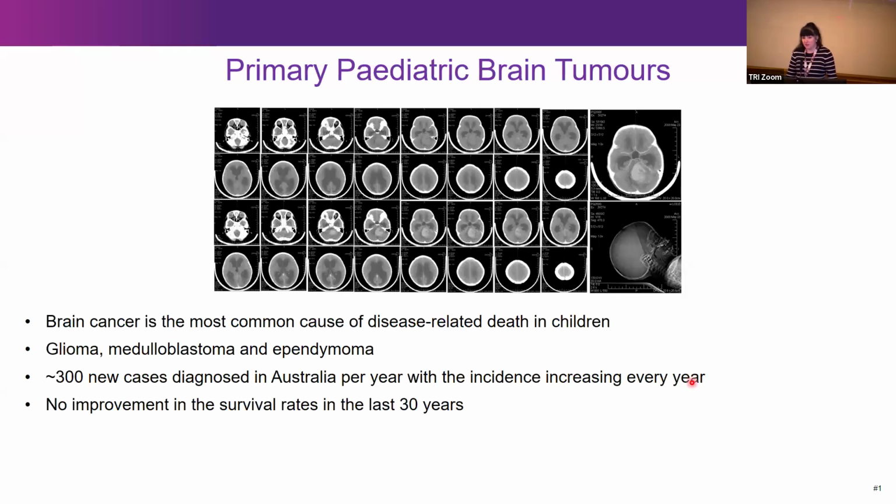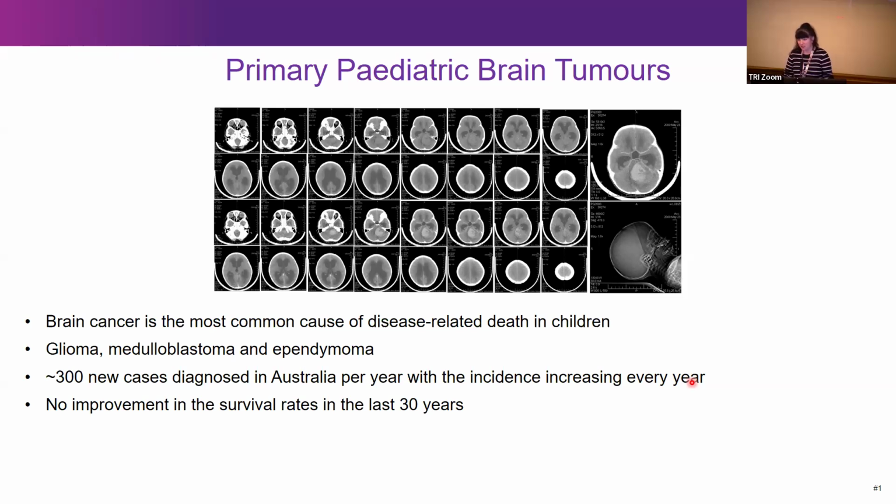So brain cancer in children is the leading cause of any disease-related death. Very alarming, and there are different types of brain cancer. Predominantly, these are gliomas, medulloblastomas, and ependymomas. But there are so many different molecular subtypes within each of these. There's a high intra- and intertumoral heterogeneity, which makes things much more complicated when it comes to treatment.